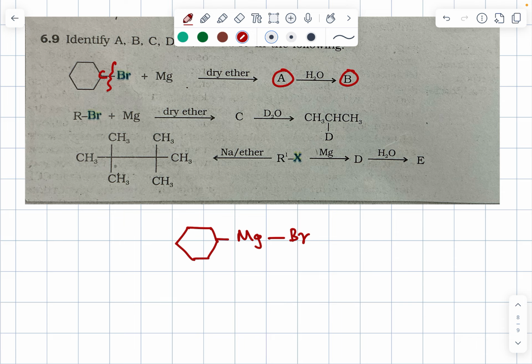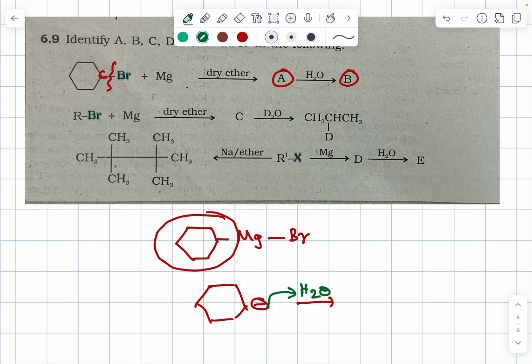So in this R group, what will be the nucleophile type? This entire hydrocarbon derivative acts as a nucleophile. So as a result, when I treat it with the water molecule, this nucleophile abstracts the proton from the water molecule. As a result, it will form the cyclohexane derivative. I'm going to get that. Okay, so this is the B product.